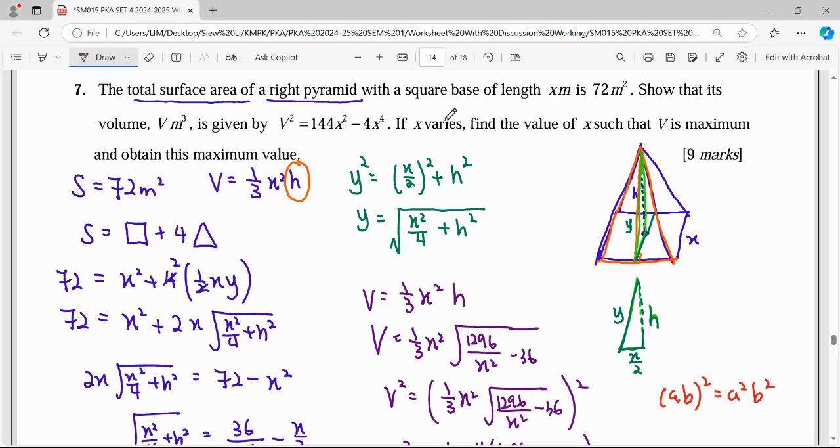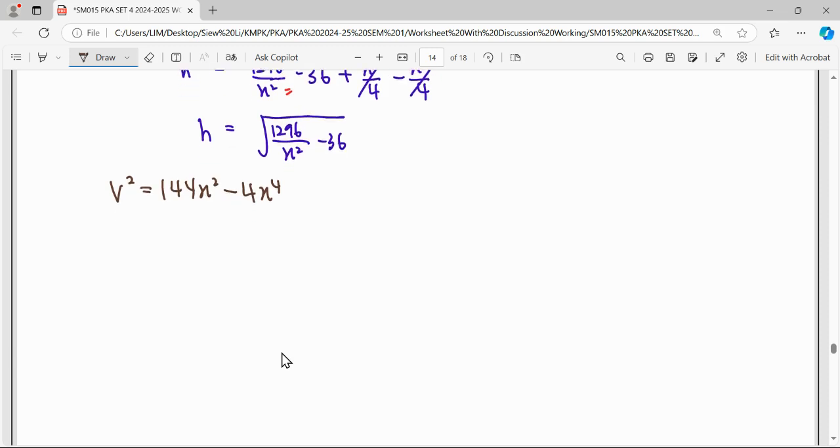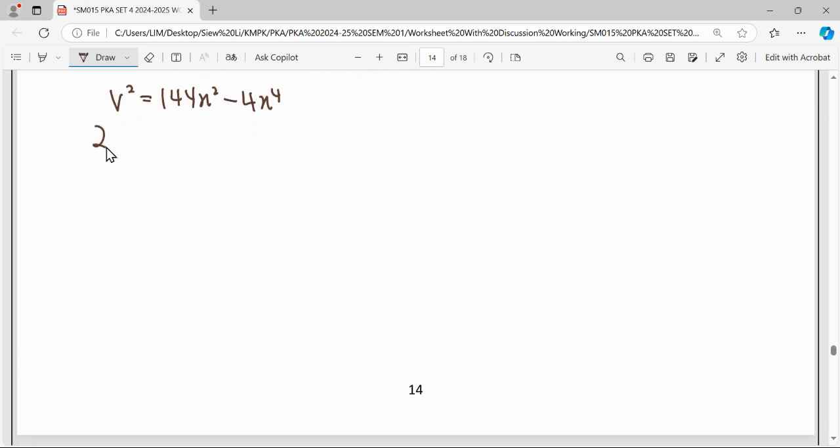Okay, so continue. If your x is varies, find the value of x such that your volume is maximum. How to get maximum? Differentiate, let it 0. But your challenge here is, it is not v only. Your equation is v square equals to 144 x square minus 4x4. Differentiate respect to x. 2v dv dx. Implicit. Your equation here is implicit. So how to get this implicit equation? Maximum, differentiate respect to x.